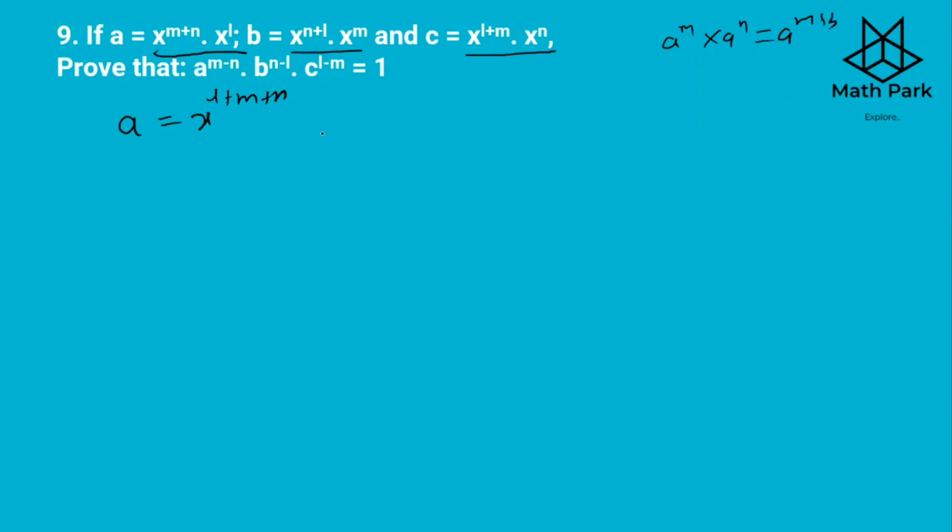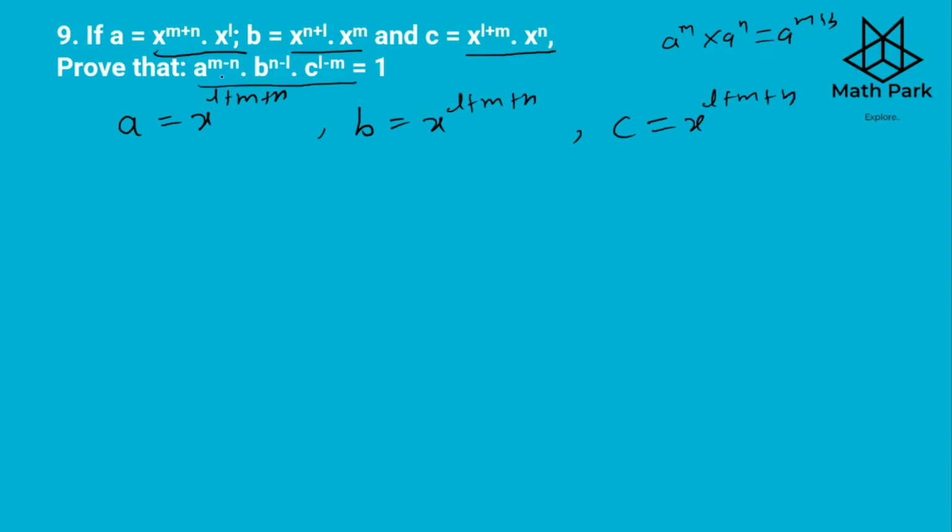That's it. Same way we get b is equal to x raised to n plus l plus m, so we write l plus m plus n. Got it? And we get c is equal to x raised to l plus m plus n. Got it? Now we are to prove this part.